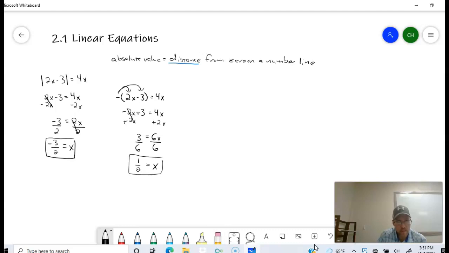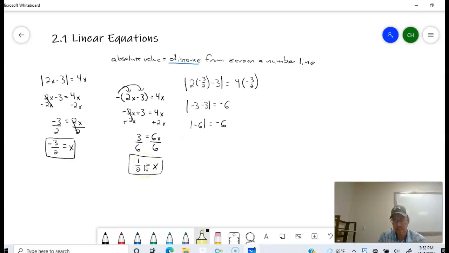I'm going to go back and replace x with negative 3 halves. So I've got 2 times negative 3 halves minus 3 is equal to 4 times negative 3 halves. 2 times negative 3 is negative 6, divided by 2 is negative 3, minus 3 equals 4 times negative 3 is negative 12, divided by 2 is negative 6. I've got the absolute value of negative 6 is equal to negative 6.